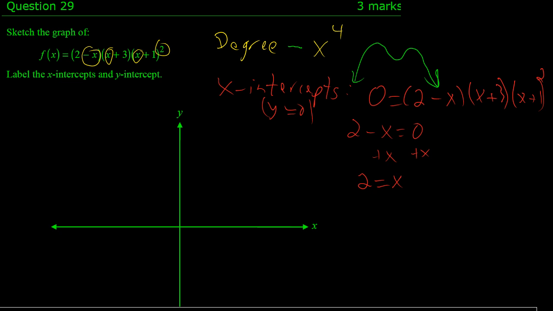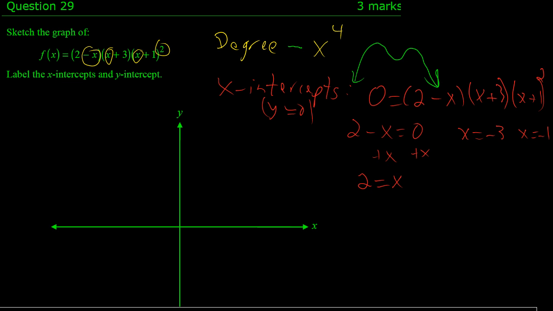These ones we're more used to seeing in this form, right? So we got x equals minus 3. And then x equals minus 1. So those are our 3 x-intercepts. Just because it's a power of 4 doesn't mean we have 4.